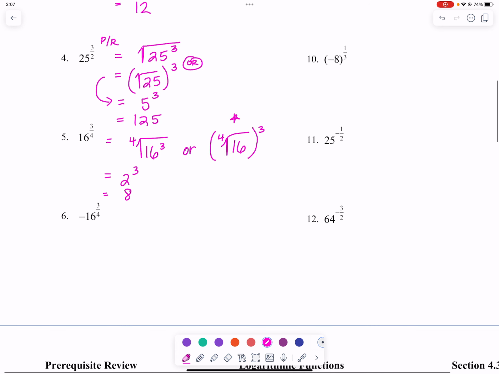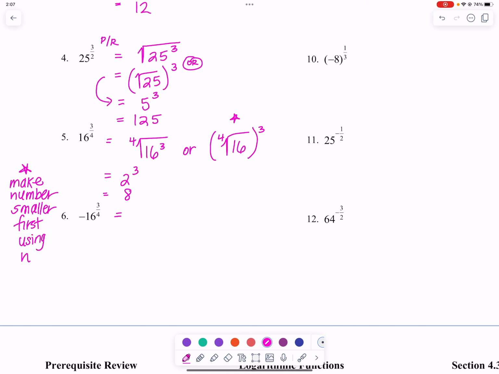Okay, let's do the same thing here. Let's go ahead and decide to make the number smaller first, if you can, using the root, and then use the exponent. So sometimes that's a good way to state that.